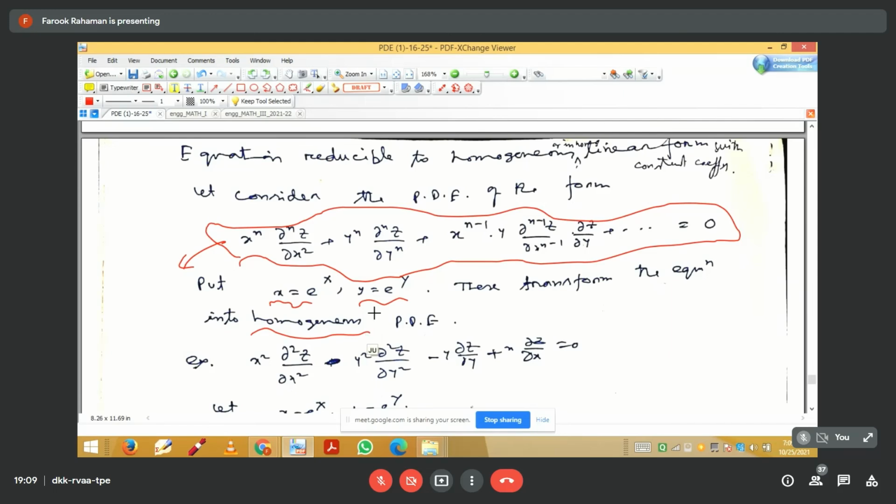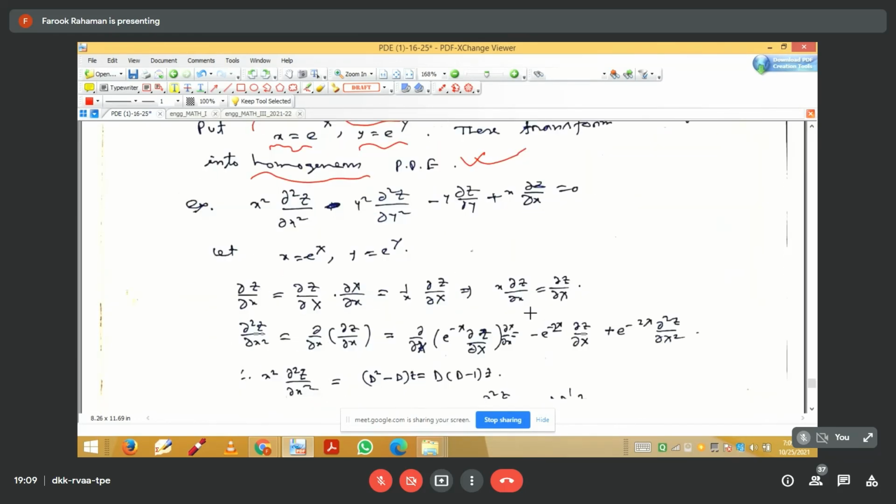I just repeat this one. If the differential equation is of this particular type, and if you use the transformation x equals e to the power capital X, y equals e to the power capital Y, this differential equation can be changed into the homogeneous one. And we have already known how to solve the homogeneous differential equation.